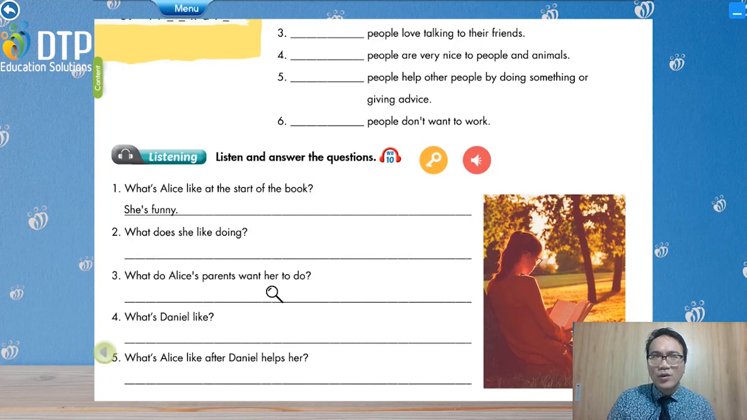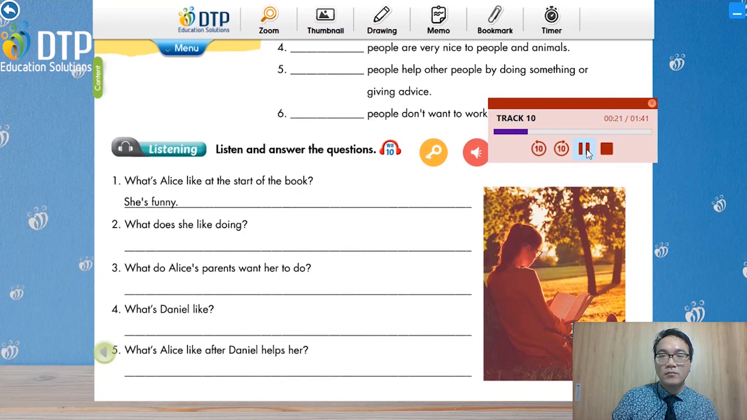What's Daniel like? So who is Daniel? Maybe her friend, maybe her dog, maybe her pet, right? So what is Daniel like? Is he friendly, funny, kind, lazy? And what's Alice like after Daniel helps her? So at first she is funny. So now how is she? Friendly, lazy, nice, kind, or helpful? Okay, so now you will listen and you try to guess. Try to figure out the correct answer. Okay?